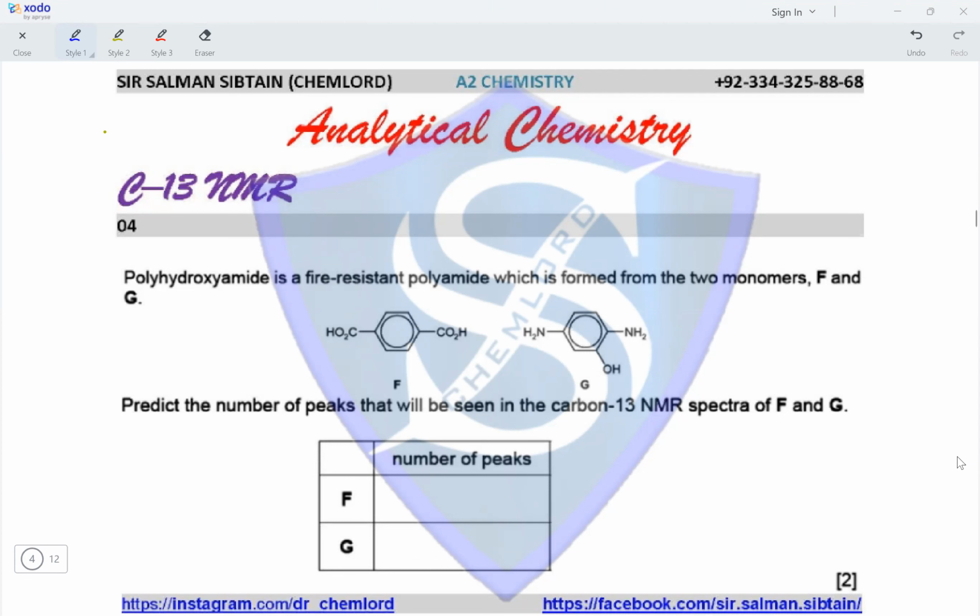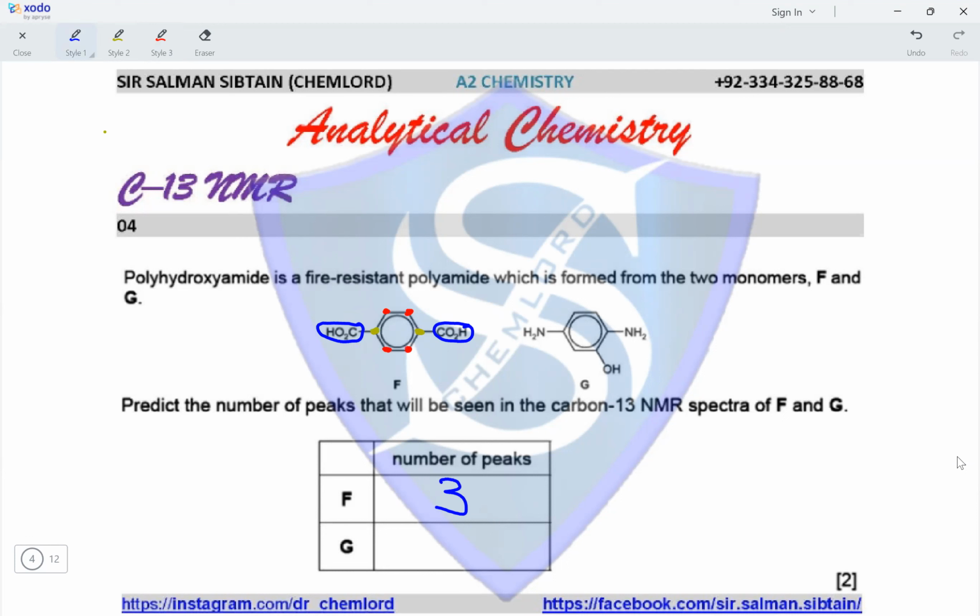So looking at F first, we have one environment being the COOH group on both sides of benzene. Then the second environment would be the carbon atoms attached to the COOH group, and a third environment would be the remaining four carbon atoms on benzene. So in total, we would end up with three peaks for compound F.